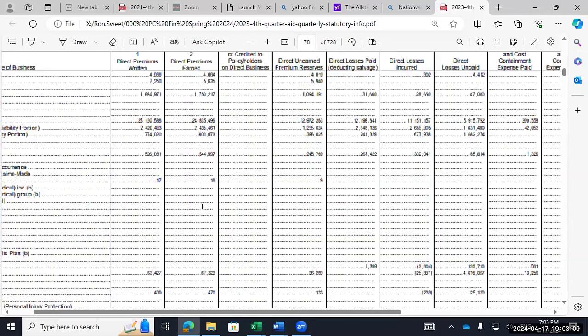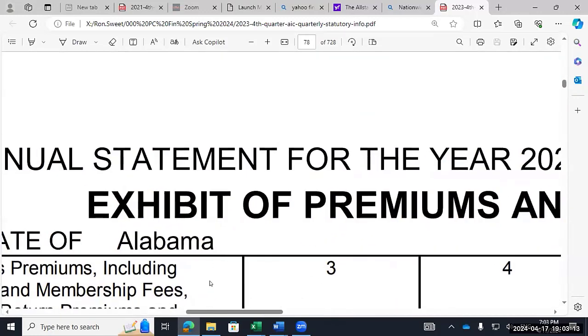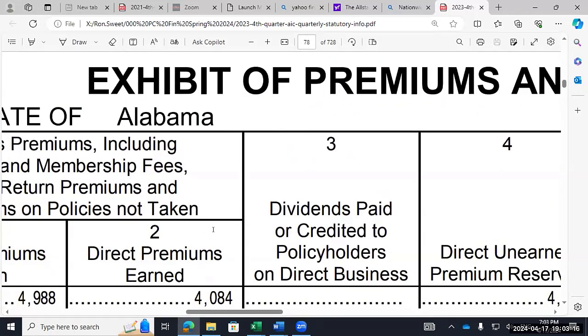Y'all see it? See it? Y'all see it? This is called the state page.